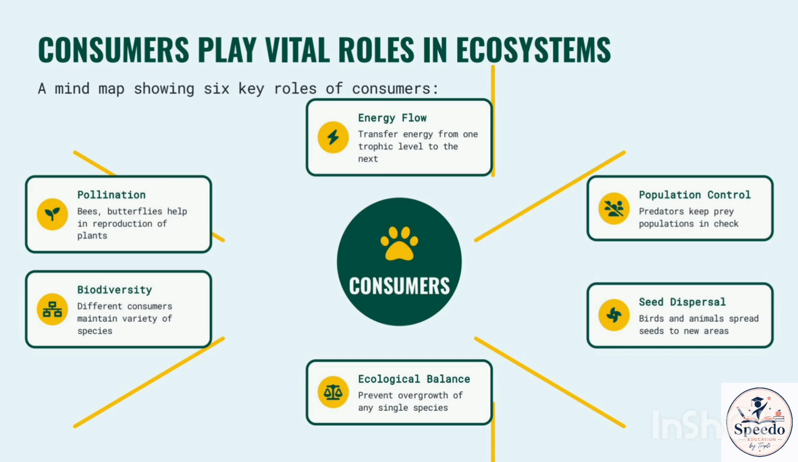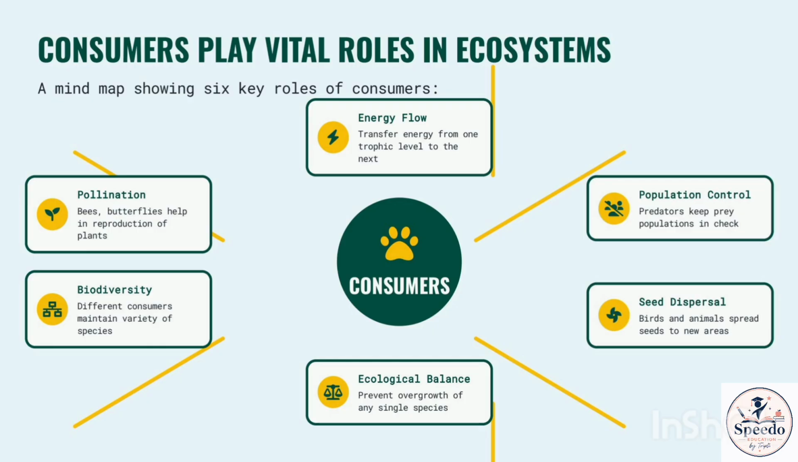For example, when a rabbit eats grass, the energy stored in the grass is transferred to the rabbit. When a fox eats the rabbit, that energy is transferred to the fox. This process continues throughout the food chain.